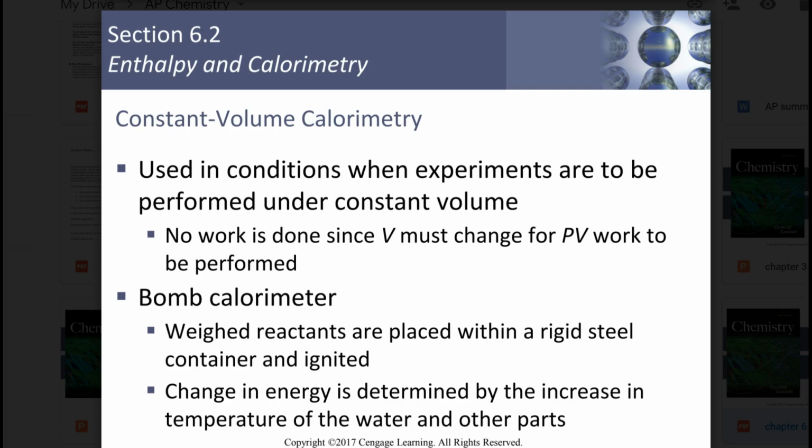You weigh the reactants and they're placed in a rigid steel container and you ignite them. The change in energy is determined by the increase in temperature of water in other parts. It's still the same thing, contained within a steel container, and you ignite the reaction within the container. Why is no work done? Because PV, V is not changing, that's 0.